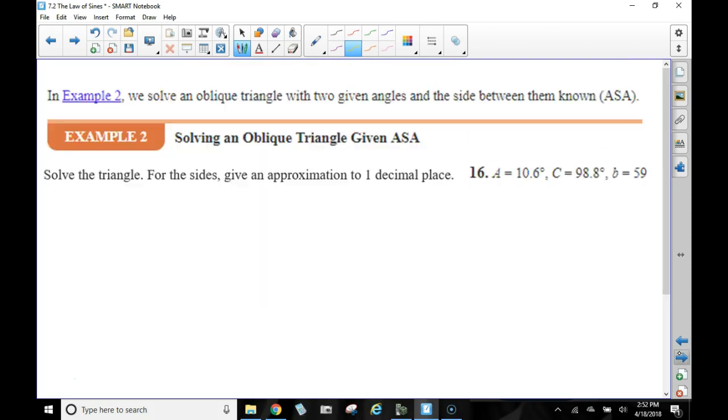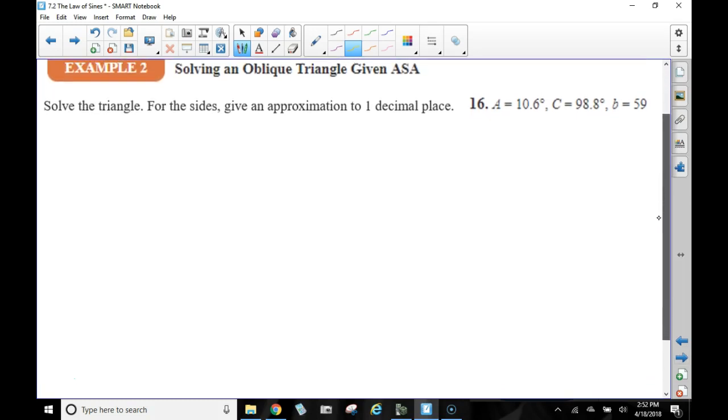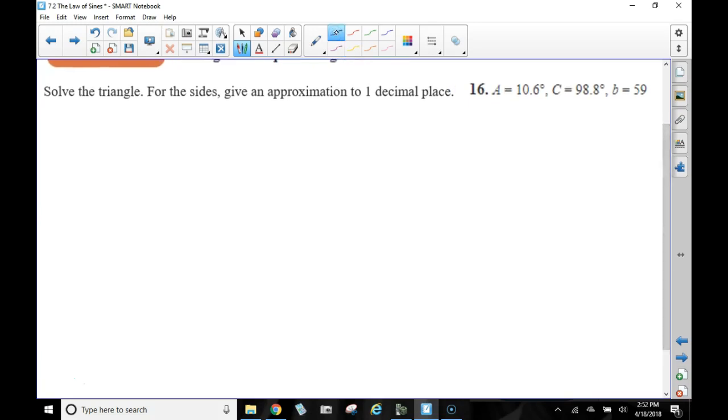All right. On example 2, you can kind of tell what we're given after we set up our little reference triangle. When I draw my triangle, it doesn't have to be drawn exactly to scale. This time angle A is 10.6. If this is 10.6 degrees and that's angle A, the side opposite that must be A. Angle C is 98.8. So if this angle is the 98.8, it is angle C. That means side C goes down below. And then we also have side B.